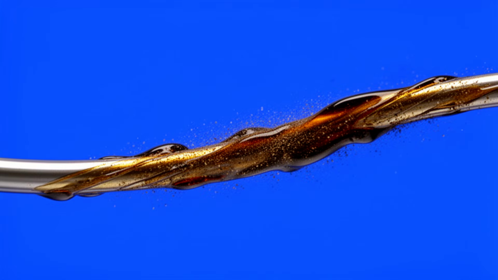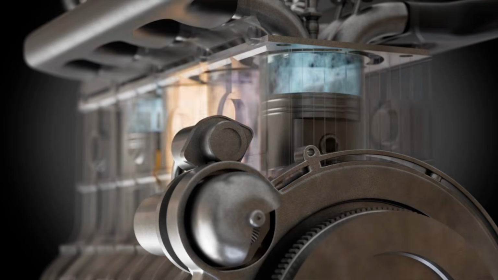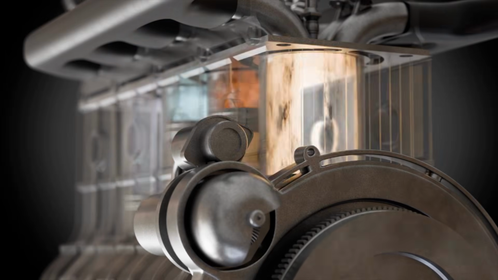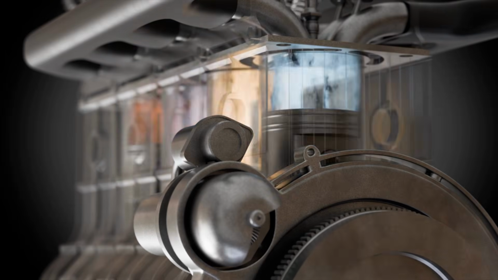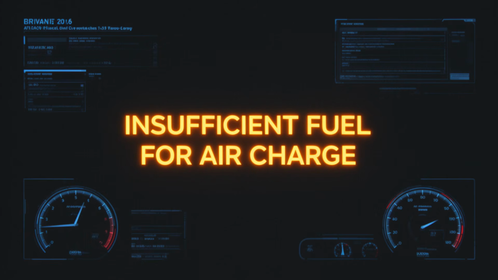The result, the sensor reports lower airflow than is actually entering the engine. The ECU, trusting the sensor implicitly, calculates a fuel injection quantity based on the reduced airflow reading, but the actual air quantity in the cylinder is higher than reported. The injectors fire based on the understated reading, delivering less fuel than the actual air charge requires for stoichiometric combustion.